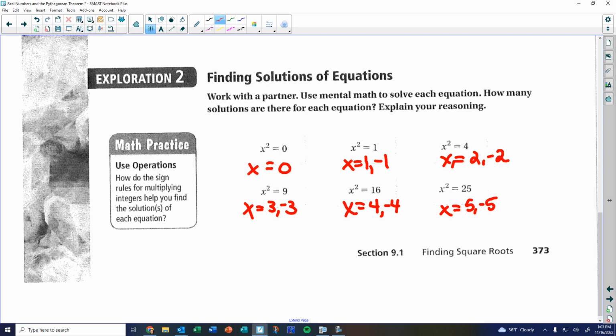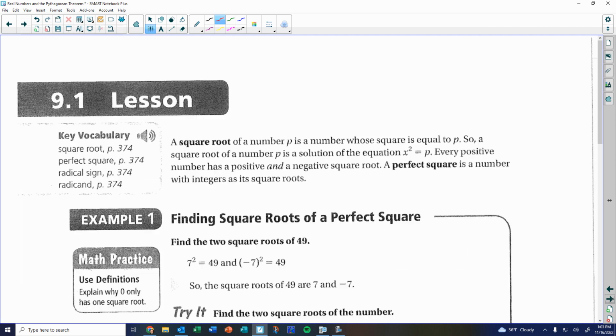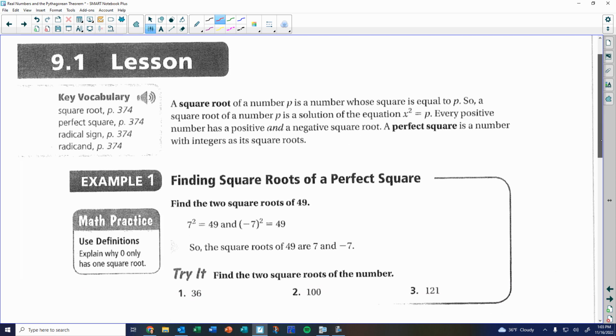You're thinking adding, multiplying. When you got a number squared, it's saying some number times itself gives you that number. It's not adding. So if you take 0.5 and multiply it by 0.5, you get 0.25. You don't get 1. Okay? All right. So we're getting into the first example here. 9-1 lesson. So 2 more pages in.